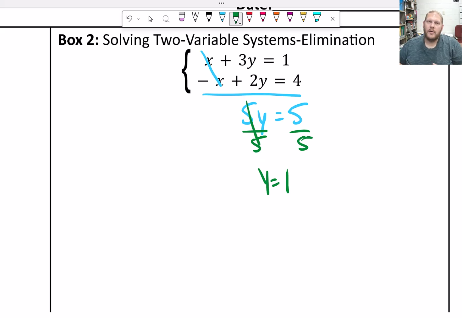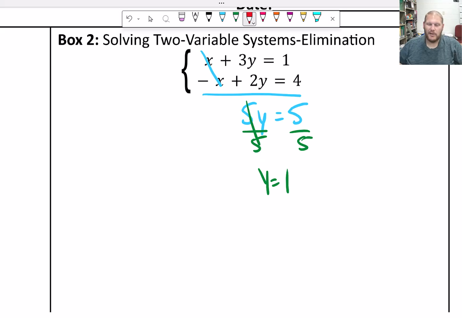And remember, in those algebraic methods we did before, for some of our more advanced problems, you might need to manipulate some of those equations to get your coefficients to match up, one positive, one negative of the exact same number. But just like in box one, once you have your first solution, you can go ahead and plug that back into one of your original equations to solve for my x value.